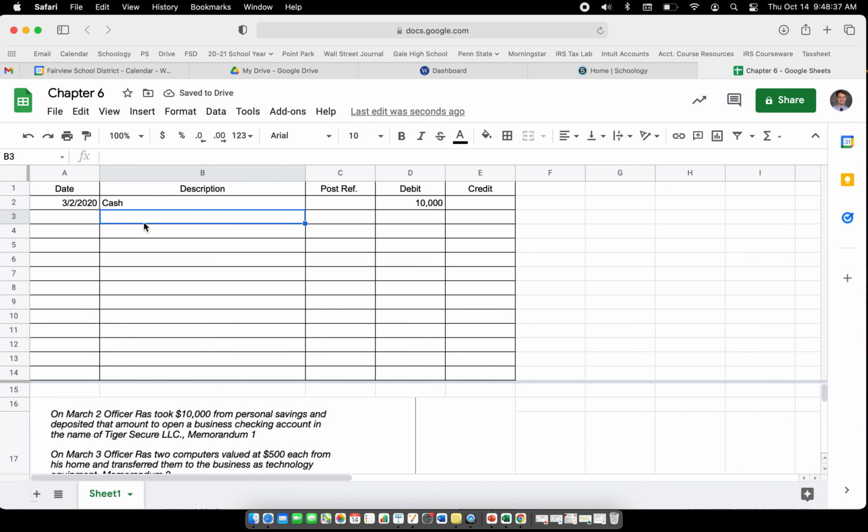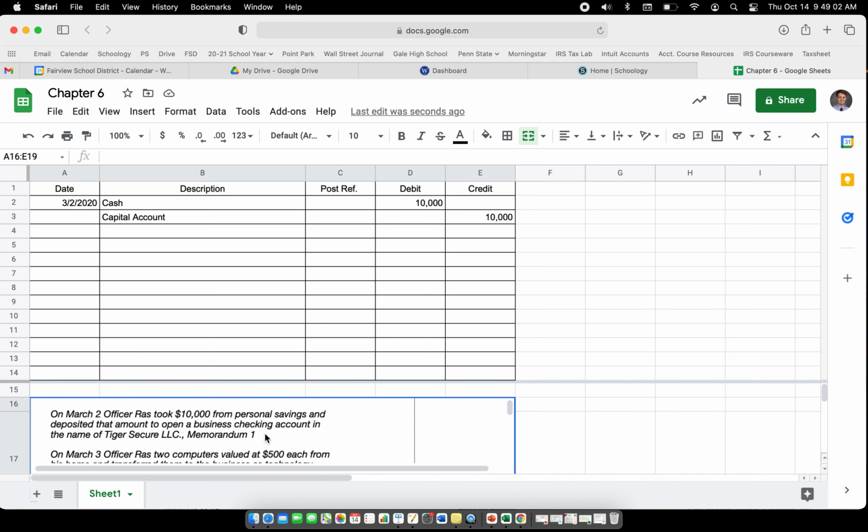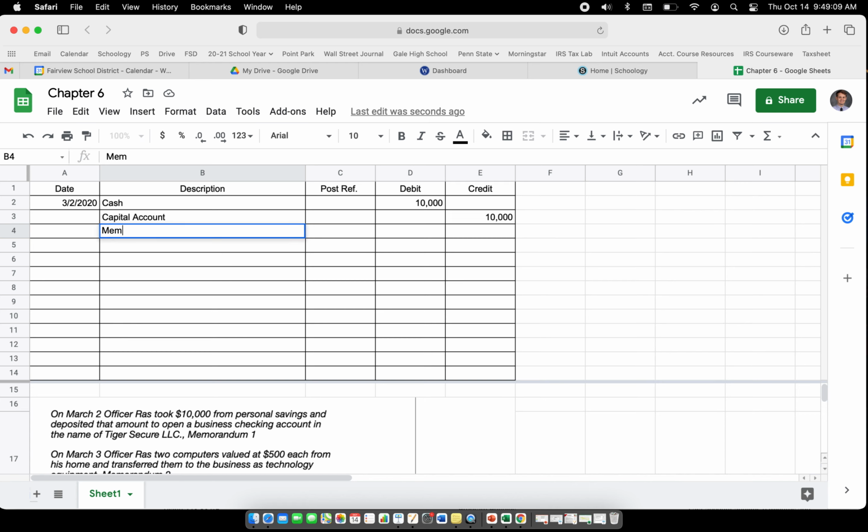Now, we don't have to put a date here, but we will note the next account which was credited. That will be the capital account. Now, on line 3, what do we include on line 3 from this transaction down here? If you selected the source document or memo number 1, that is correct.